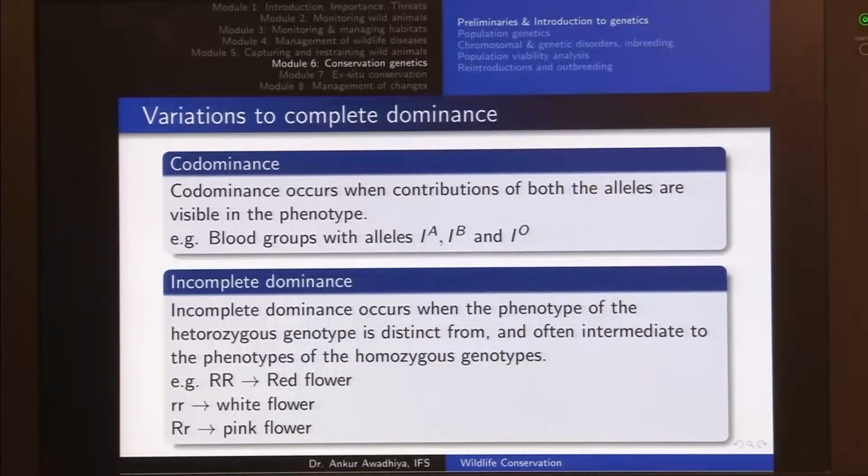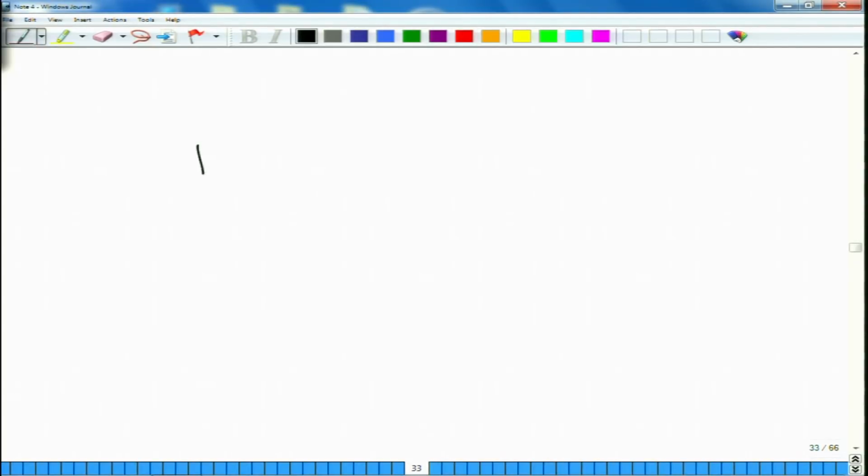Now these are the example cases, but then we also see some variations to complete dominance in some cases. So we will have a greater look at these in the next lectures, but just to go with the definitions, codominance occurs when the contributions of both the alleles are visible in the phenotype, and a common example is the blood groups. So A, B and O. Now in this system we represent our alleles as IA, IB and IO.